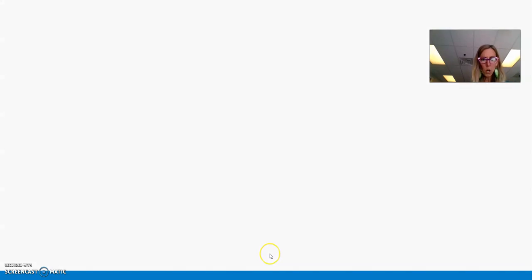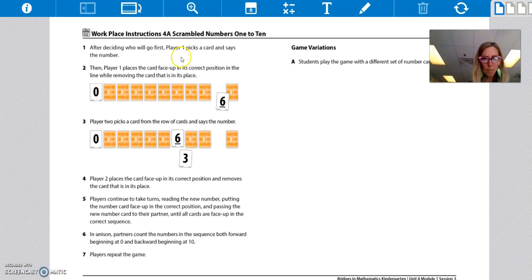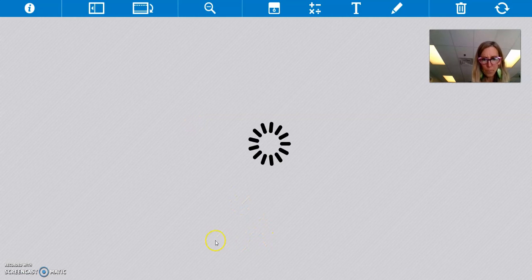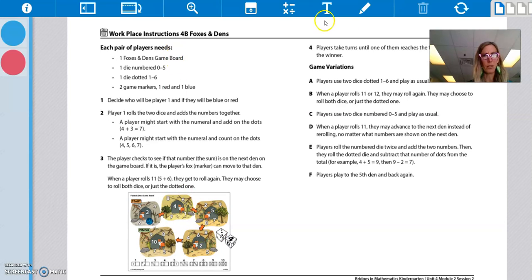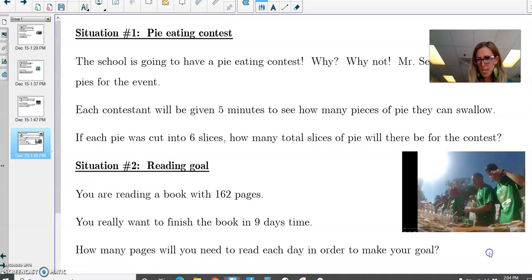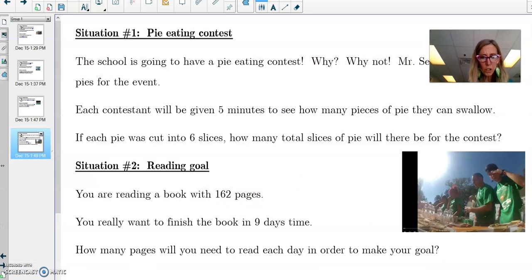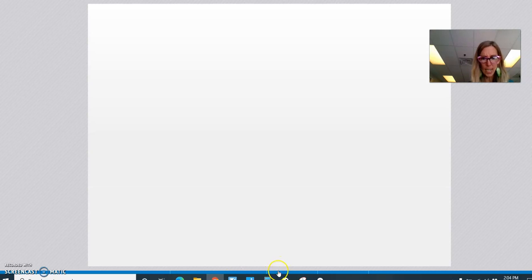So I'm going to get my whiteboard app. And I'm going to, that is not the whiteboard app. Where's my whiteboard app? Right here. That is not the whiteboard app. Let me find that whiteboard app. I found the whiteboard app. And now I forgot the numbers. 162 pages, 9 days. All right.